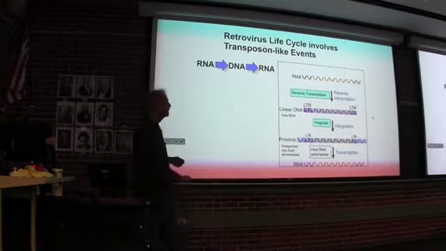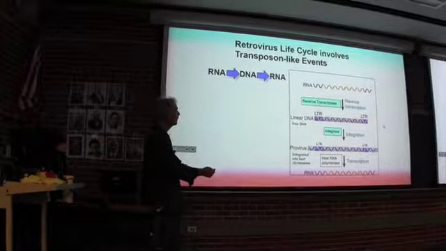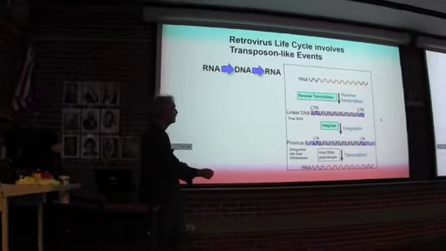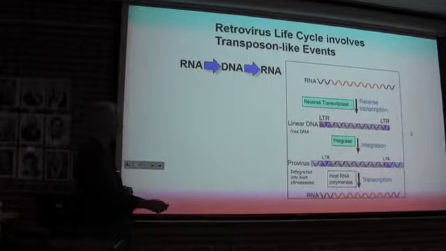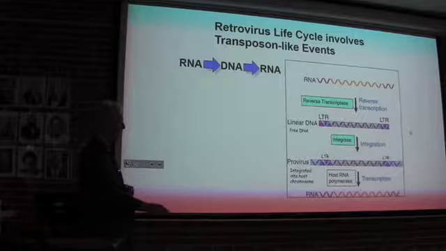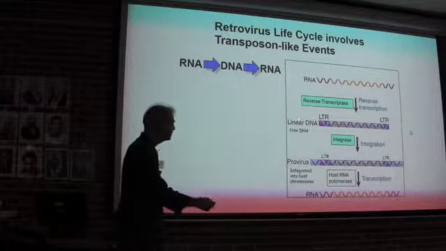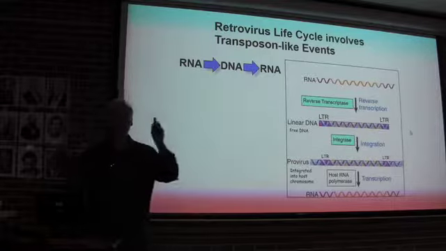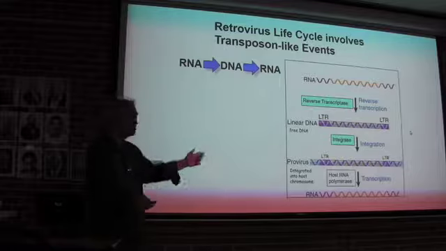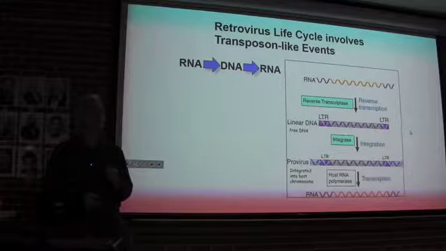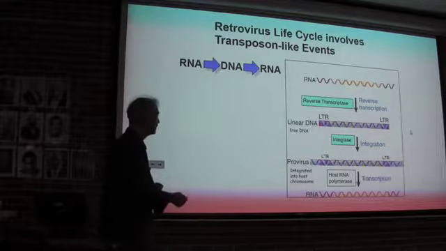Transposase, right? Reverse transcriptase is turning the RNA into DNA, and you have a linear DNA form, and then that linear DNA form is inserted into the genome. You'll see that this linear DNA form is the only complete form of the virus. The other stages have bases missing. We'll see how all that works in a moment.